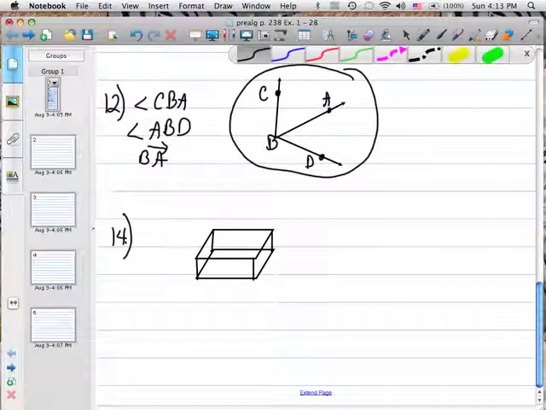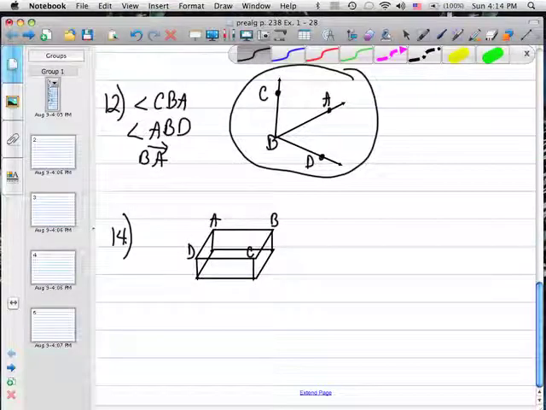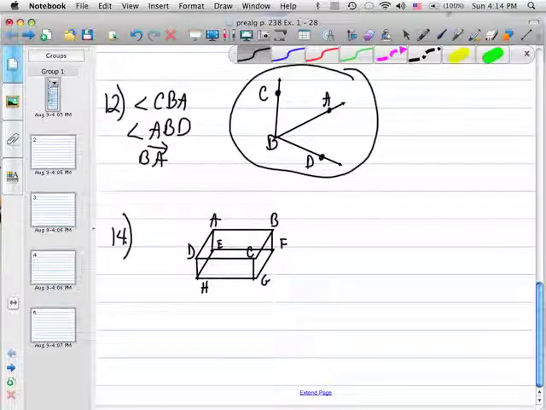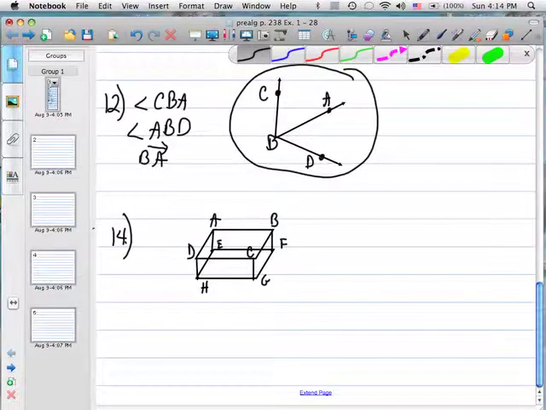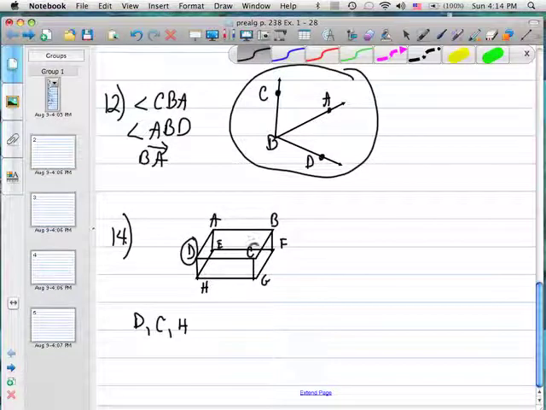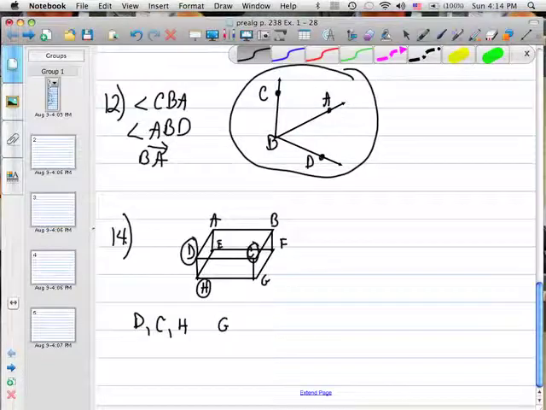And this is A, B, C, D, E in here, F, G, and H. So number 14, name another point that lies in the same plane as the given points, D, C, and H. So if we find D, C, and H, we can see that they make this side of the box. So another point that's in that same plane would be G.